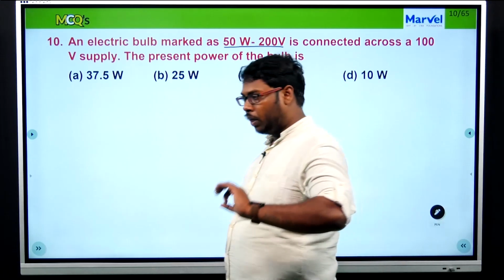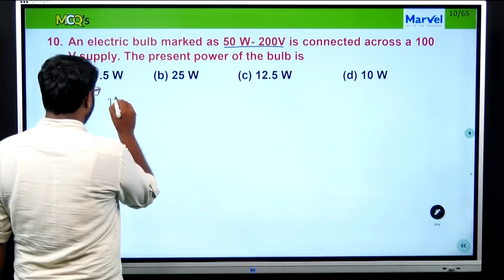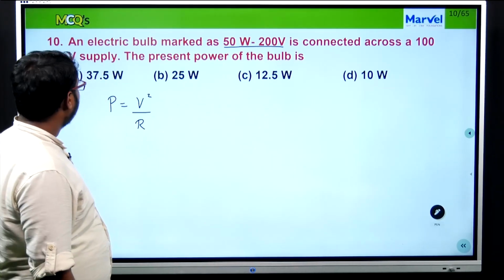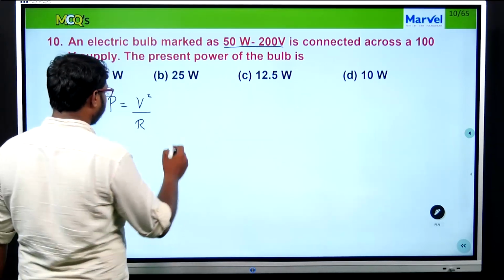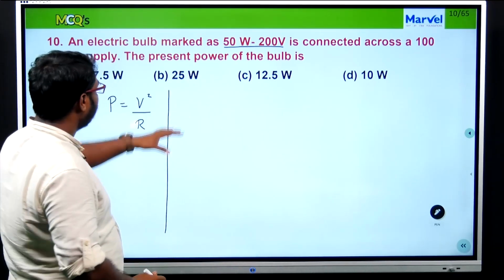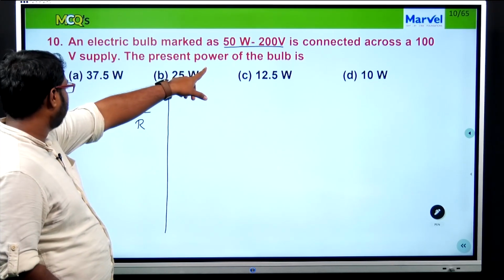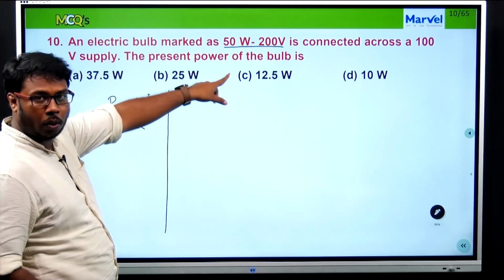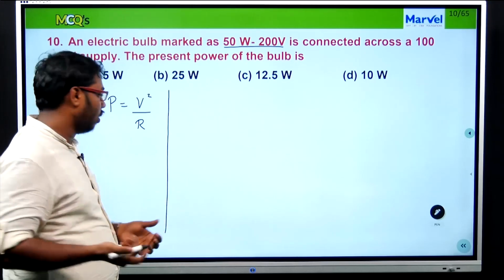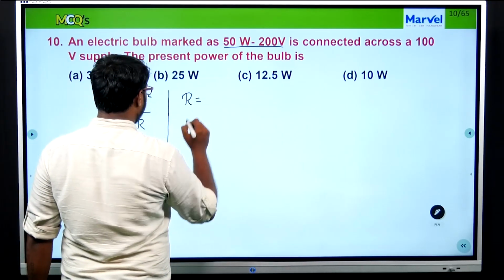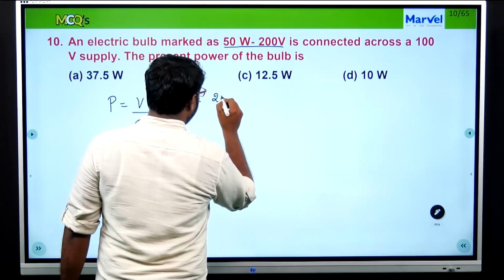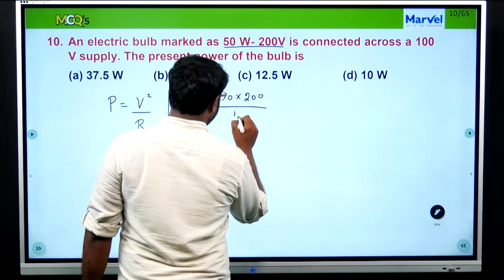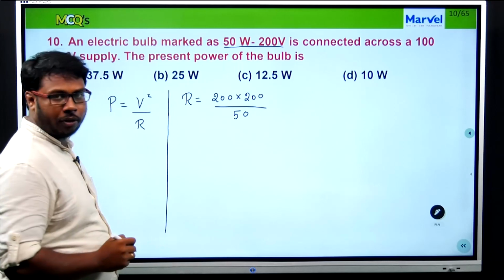Okay, so first let me directly write the formula. P is equal to V square by R. This is the formula for the power. Okay. So now what I am going to do is, in the first case, if it is going to be a 50 watt bulb and if it is connected to 200 volt, listen, I am going to find the resistance of it. Capital R is equal to 200 into 200 divided by 50. This is the resistance of it.